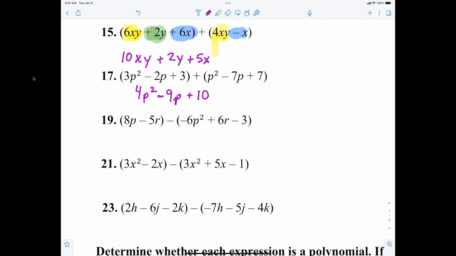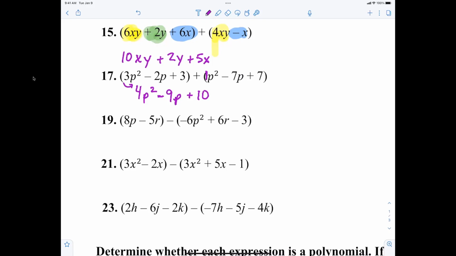On this one, why would you add the exponents? Am I multiplying? No, I'm not multiplying. You add exponents when you are multiplying. What am I doing here? You're adding. 3p squared plus 1p squared, I end up with 4p squared. Remember, the number in front is telling you how many of what's behind it there are.